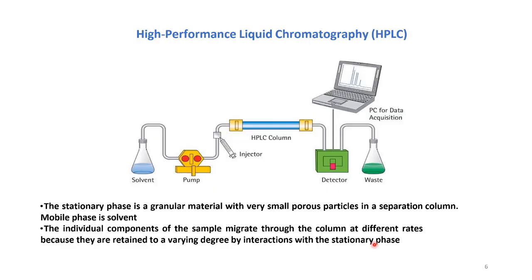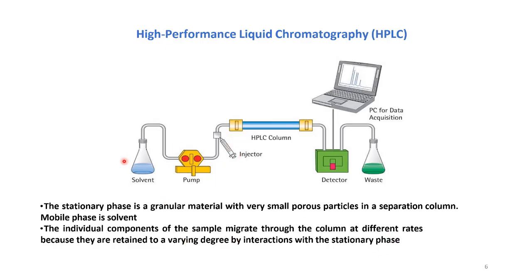This is most extensively used. It is a very highly sophisticated instrument. In this, the stationary phase is again in the column, in which a granular material with very small porous particles is present, that is the separation column, and the mobile phase is the solvent. So here we use a solvent as the mobile phase. The individual components of the sample migrate through the column at different rates because they are retained with a varying degree of interaction with the stationary phase.